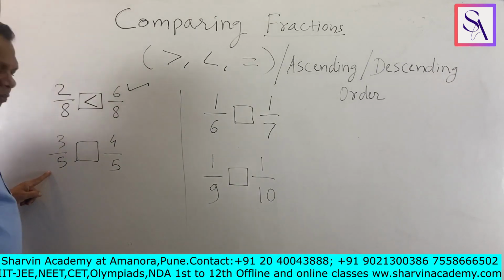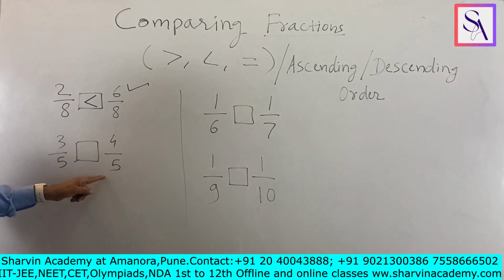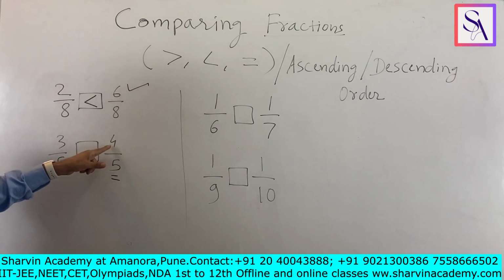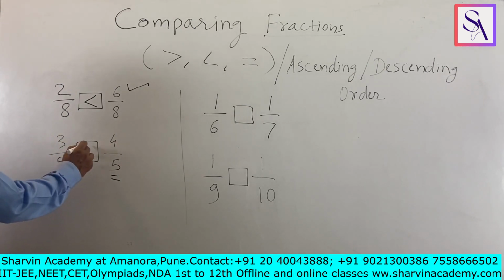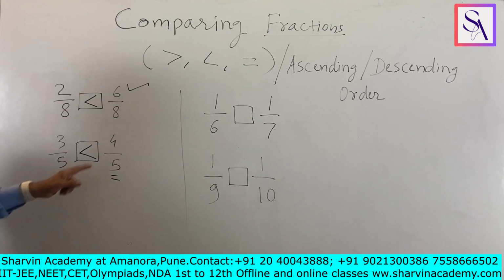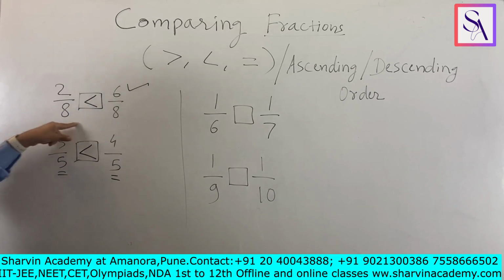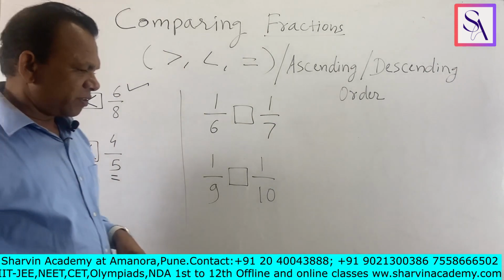Similarly, 3 by 5 and 4 by 5 are there. These are like fractions, denominators are same, see, 5, 5 same. So the numerator, which one is greater? 4 is greater than 3, hence 4 by 5 is greater than 3 by 5, or 3 by 5 is less than 4 by 5, right. So these kind of sums are very easy if denominators are same or fractions are like fractions, right.